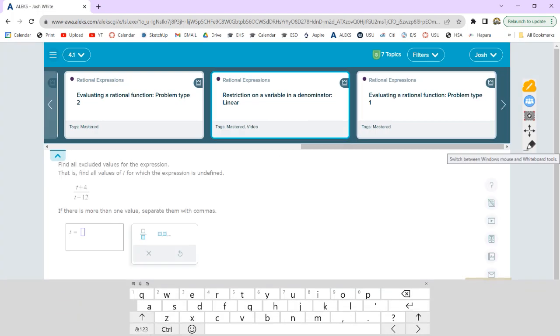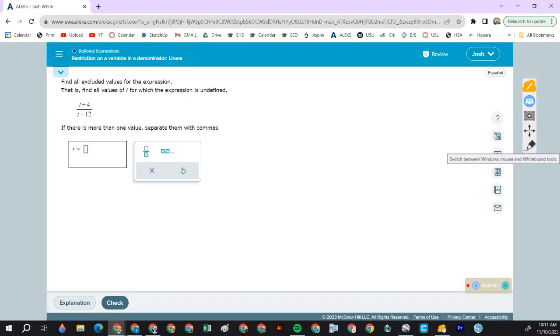All right, restrictions on a variable. So here's an expression, t plus 4 over t minus 12. Are there any numbers that I could plug in that break the expression? There are really only 3 ways to break an expression. So plug in a number and the whole thing explodes. Okay? Well, when we're dealing with real numbers, the 3 things you're not allowed to do are you cannot divide by 0.